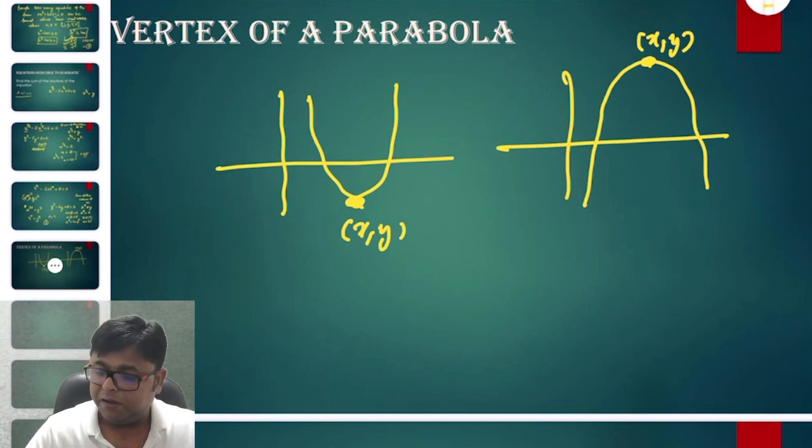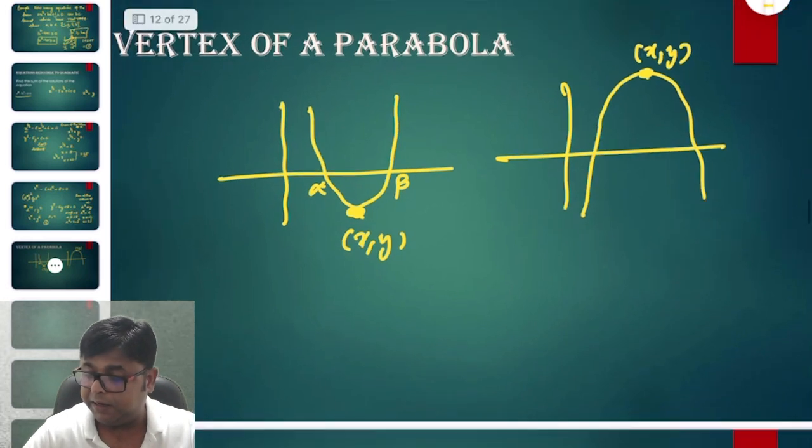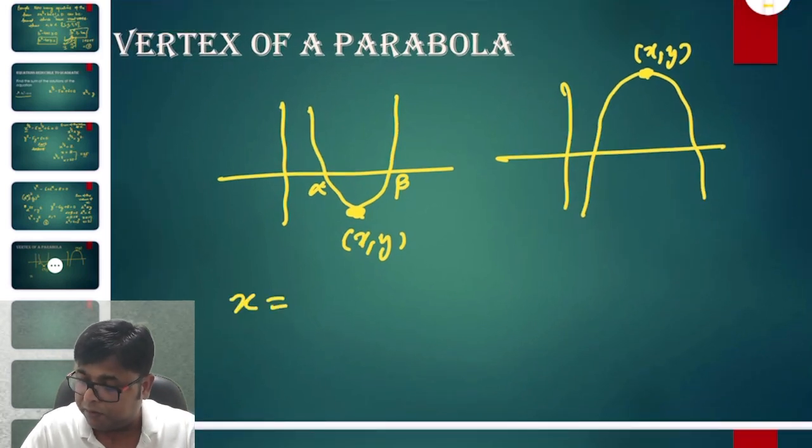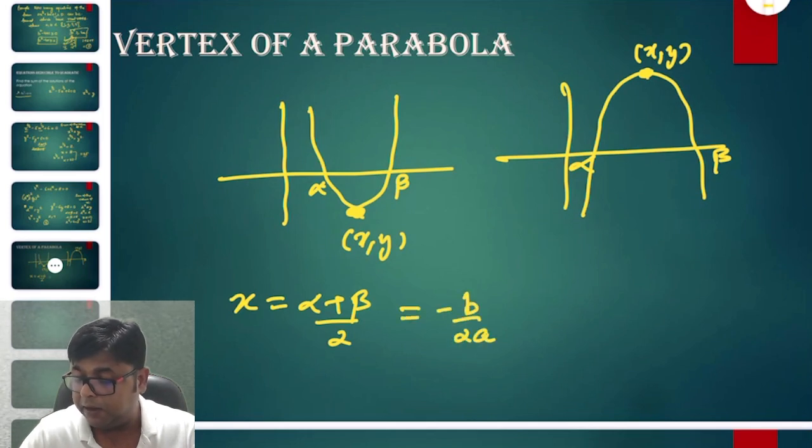Now, always remember, if this root is alpha, then this is beta. So the x coordinate of the vertex, suppose this is alpha, beta, in both the cases will be the average of the roots. That is alpha plus beta divided by 2. And I know alpha plus beta is minus b by a. So it becomes minus b by 2a. So the x coordinate of the vertex is minus b by 2a.